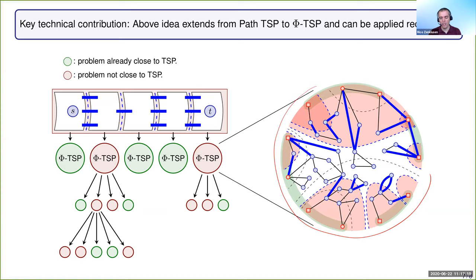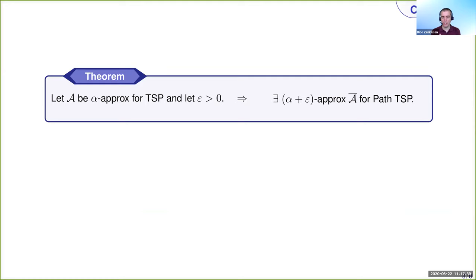And so the last trick is that one issue is the more you recurse, the more complicated those phi TSP problems get. But we show that every time you recurse, you get a constant fraction of opt in terms of length. And therefore, after constant recursion depth, we can actually terminate that procedure. So that's all I wanted to say. And here's just again the main theorem that we have shown. So I'm happy to take now any possible questions.